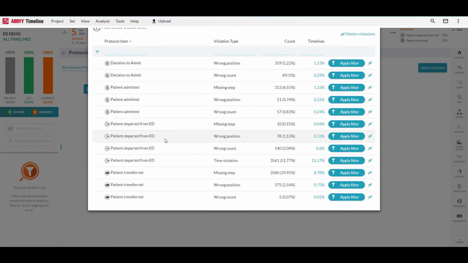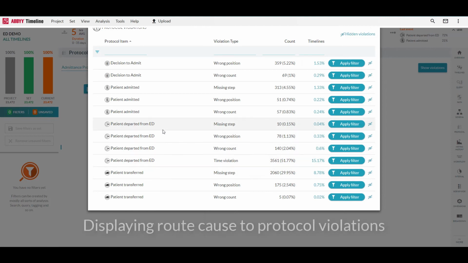So using this logic, I can use my show violations button and I get a list of all the different possible ways that this protocol was violated, along with the root cause. So this is not just showing me that I had a protocol violation, it's telling me exactly how. Some step happened in the wrong position, we had a time violation, a step was missing altogether. So it gives me very detailed information as to exactly how this protocol was violated, should I have a need to then drill in on any one of these specific violations.